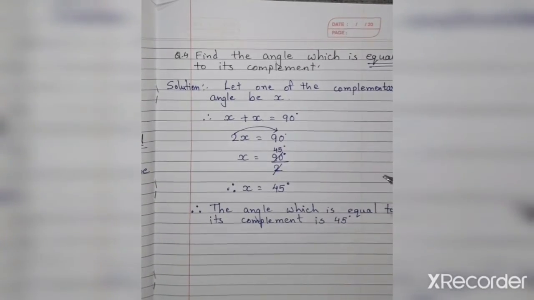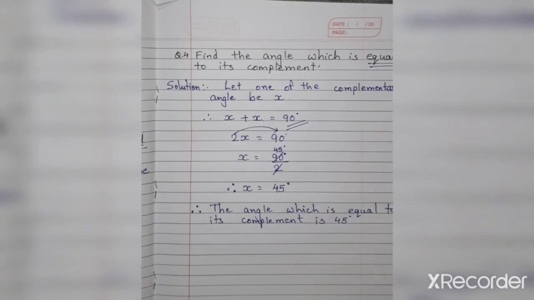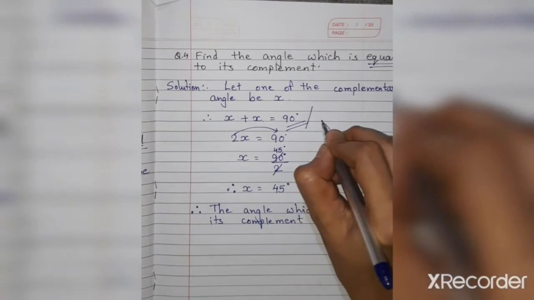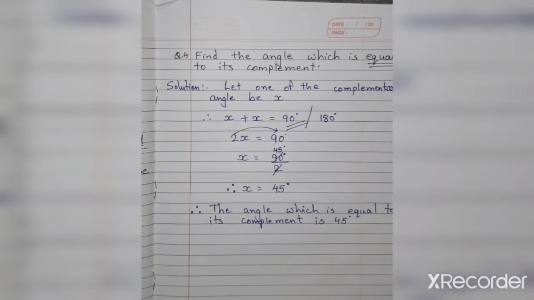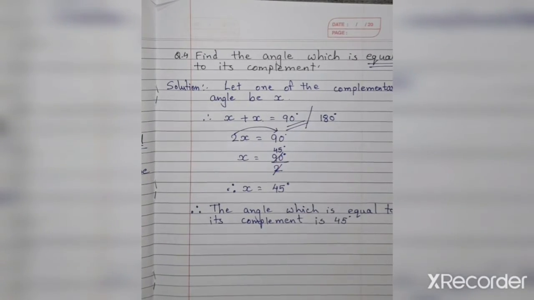In question 5, you have to find out the angle which is equal to its supplement. Follow the same method. The only change will be here, instead of 90 degree, what will be the sum? The sum will be 180 degree. Change this, instead of 90 degree, write 180 degree in question 5, because you have to find out the supplementary angles, equal supplementary angles, and then follow the same method.